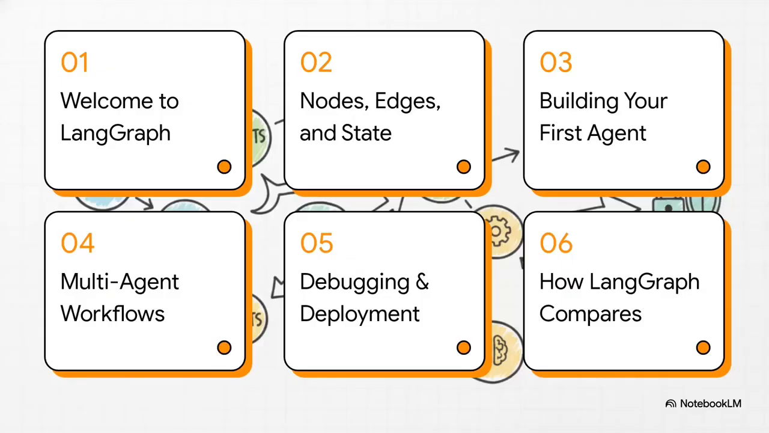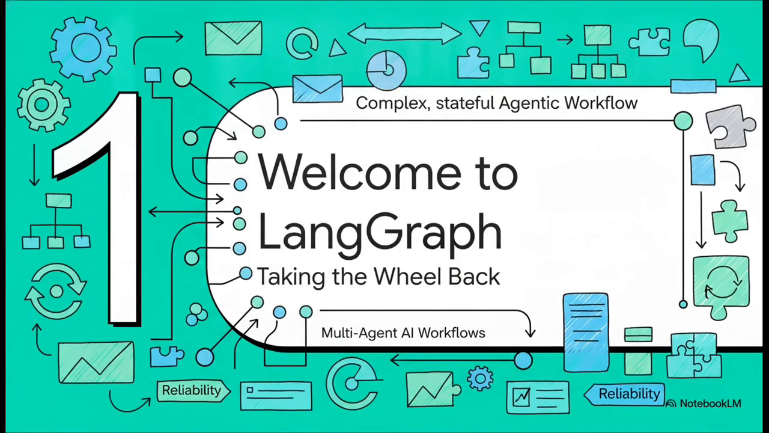All right, let's take a quick look at our agenda for today. We'll start with number 1, welcoming you to Langgraph. Then number 2, we'll cover nodes, edges, and state. Number 3, building your first agent. Number 4, multi-agent workflows. Number 5, debugging and deployment. And finally, number 6, how Langgraph compares to the rest. So let's dive right into section 1.